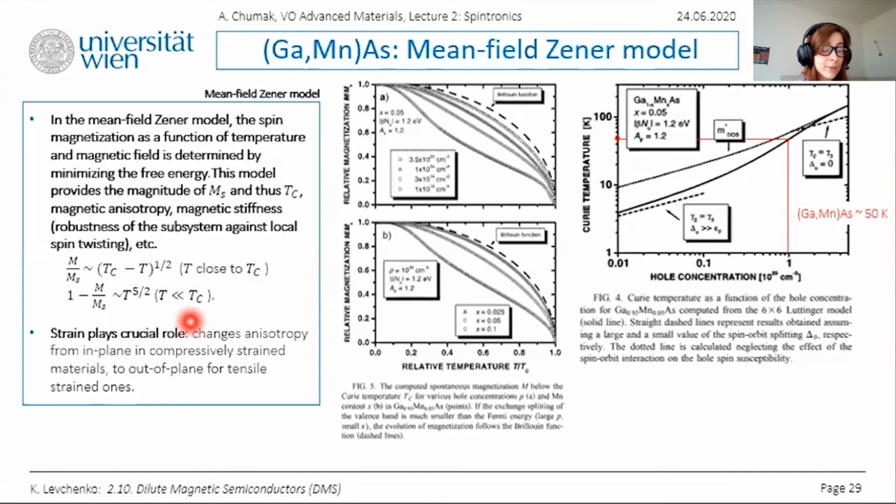And generally, if you calculate the hole concentration in your gallium manganese arsenide sample, then with some assumptions and approximations, you can calculate the expected Curie temperature. We have the intersection of the Curie concentration and the k·p Luttinger model, which is shown by the solid line. So if you have 10 to the 20 concentration of holes in your gallium manganese arsenide, you should expect around 50 kelvins. Look for a TC around 50 kelvins.